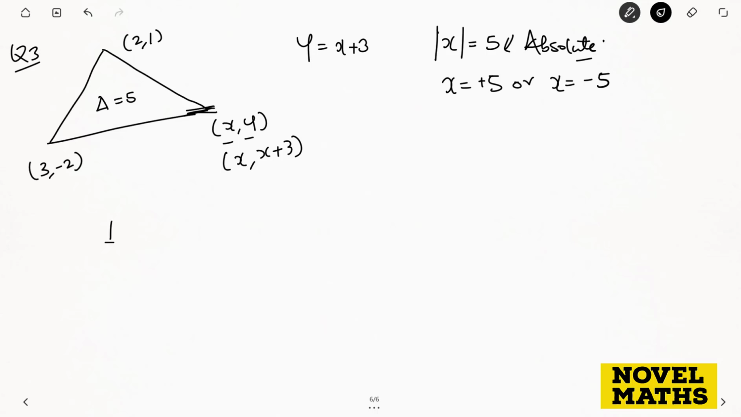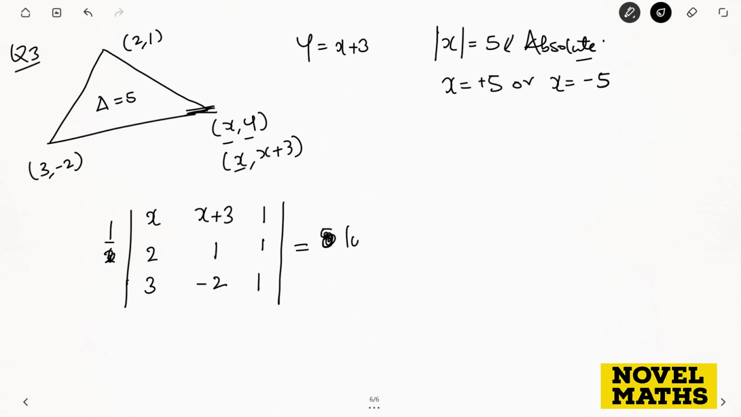So let's write the formula. You can start with any point. Let's start with this x, 2, 3, right? X, 2 and 3, and x plus 3, y is 1, y is negative 2, 1, 1, 1. All right, equals what? 5. Make it 10, right? 5 into 2 and simplify it. Let's simplify here.